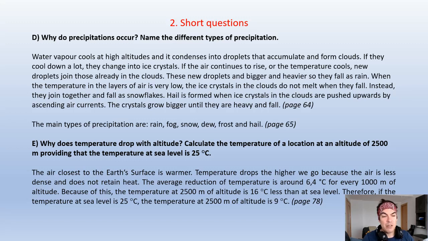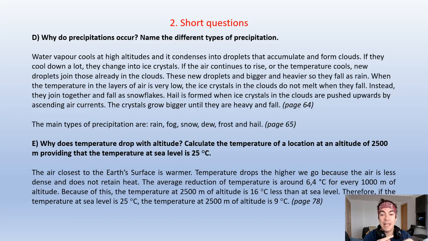But I prefer this. So water vapor cools at high altitudes and it condenses into droplets that accumulate and form clouds. If they cool down a lot, they change into ice crystals, and if the air continues to rise or the temperature cools, new droplets join those already in the clouds. These new droplets are bigger and heavier, so they fall as rain. When the temperature in the layers of air is very low, the ice crystals in the clouds do not melt when they fall. They do not turn into liquid. So instead, they join together and form snowflakes.